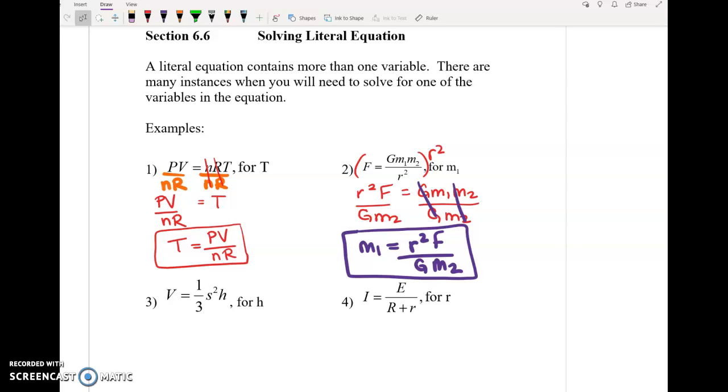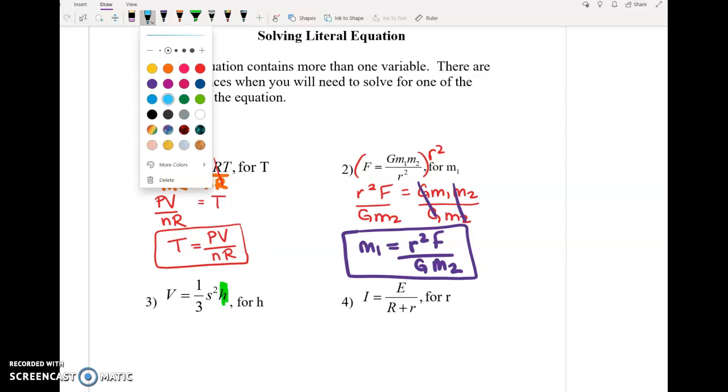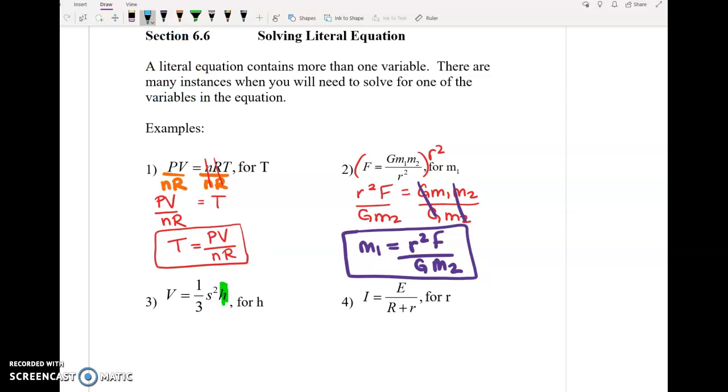So v equals 1/3 s squared times h, and we're solving that for h. So we're solving it for this guy here. We need to get rid of the 1/3 and also the s squared. A few people in class divided both sides by 1/3 s squared, but let's first get rid of this 1/3 by multiplying both sides by 3. So 3v equals s squared times h.